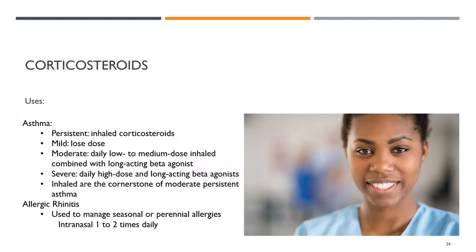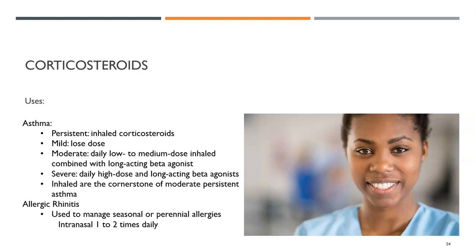So why do we use corticosteroids? Well, for persistent asthma, we're going to remember we talked about the ICS, the inhaled corticosteroids, as the second step. Low dose for mild asthma. If it's moderate, they may have a daily low to medium dose inhaled combined with a long-acting beta agonist. And then, of course, if it's severe, they'll have a daily high dose, and they'll have a LABA. And remember that for asthma, inhaled corticosteroids are the cornerstone of moderate persistent asthma.